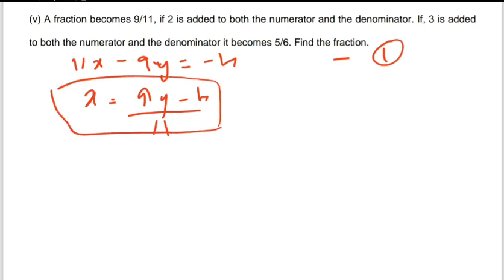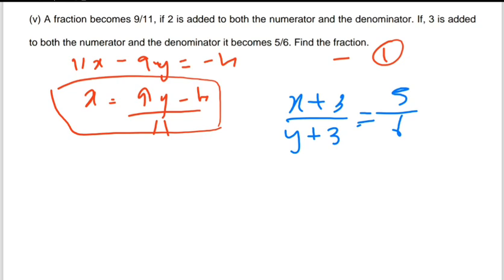So let's do the second problem. And they are saying that if 3 is added to both numerator and denominator, it becomes 5 by 6. That is, if x plus 3 and y plus 3 becomes 5 by 6. So this is our equation.